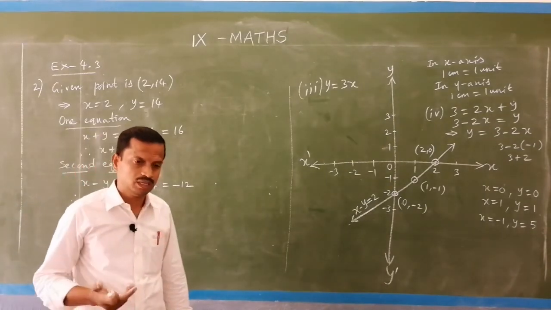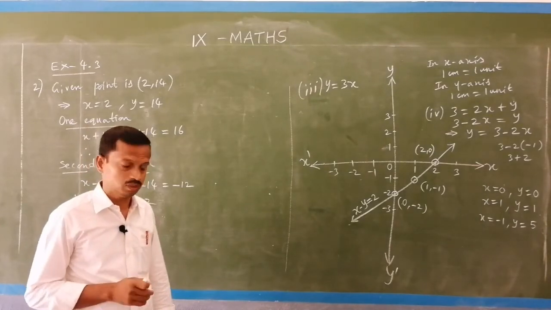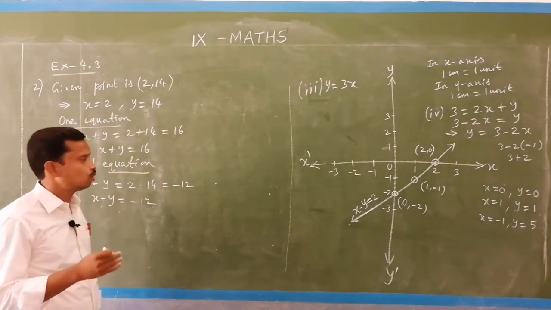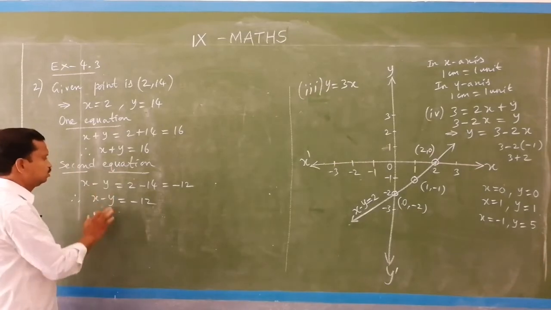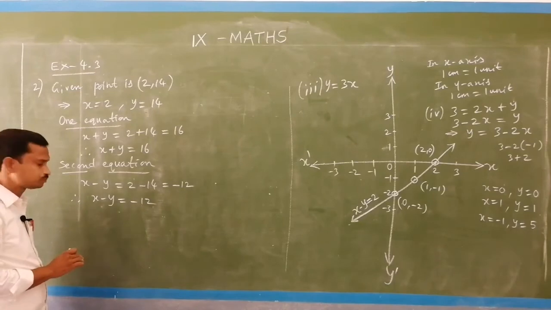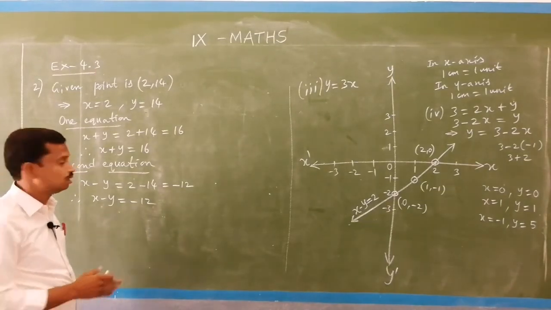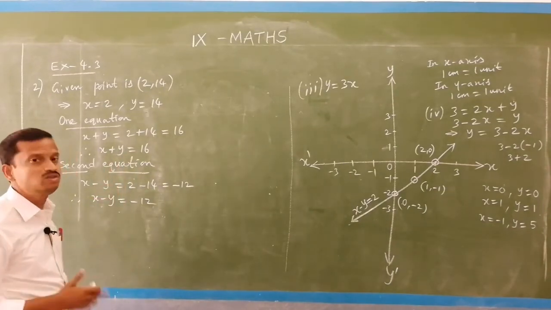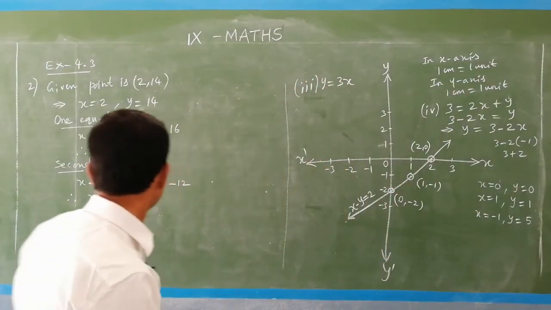Solutions, there are infinite solutions for a linear equation in two variables. In the same way, for a point like 2 comma 14, if you try to find these, this is not the only answer; we may get any such line equations. So that is also infinite, am I right? Now the third equation.